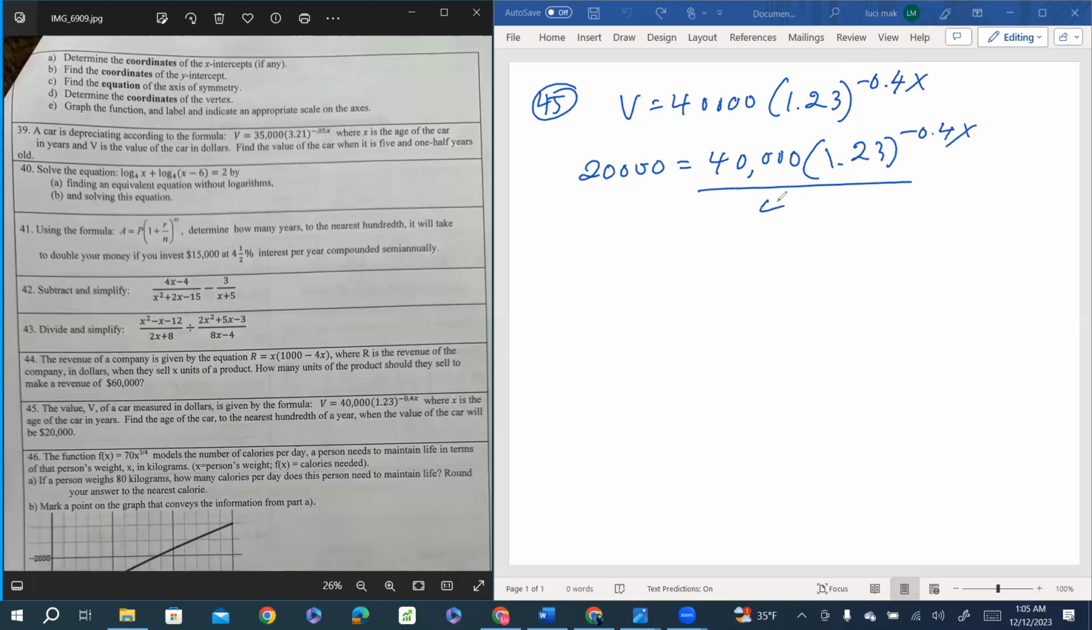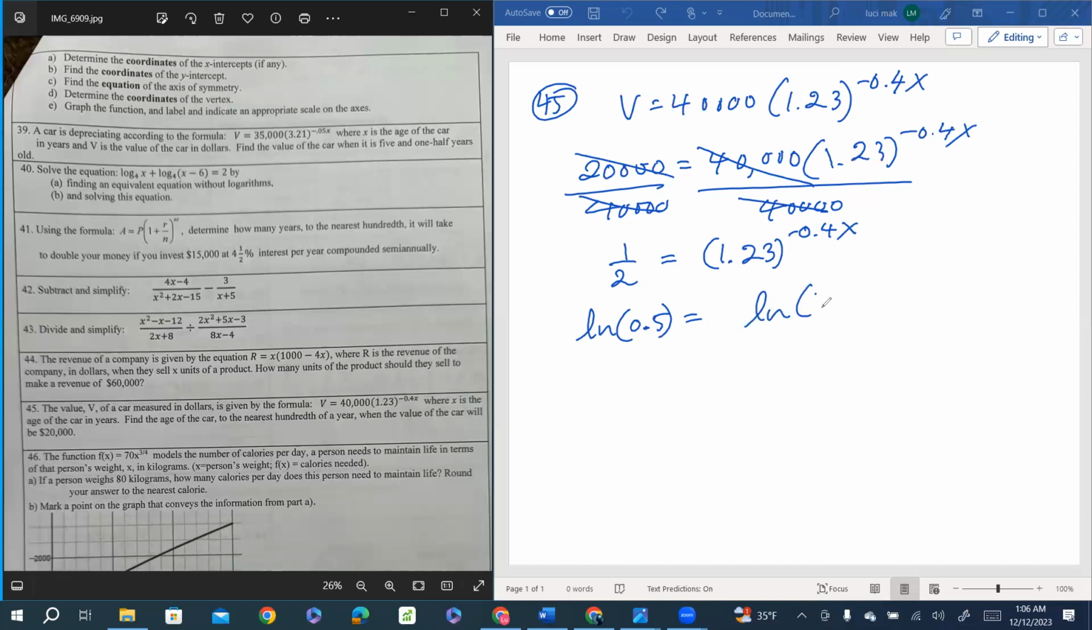To solve for x, we would first divide by 40,000. So 40,000 cancels out. Now 20,000 divided by 40,000 is a half. So we want to check how long it takes for the price of the car to reduce to half price. 0.5 equals 1.23 to the power of negative 0.4x. Now you could take ln of both sides. Because I took log of both sides earlier, I'm going to take ln both sides. So ln of 0.5 equals ln of 1.23 to the power of negative 0.4x.